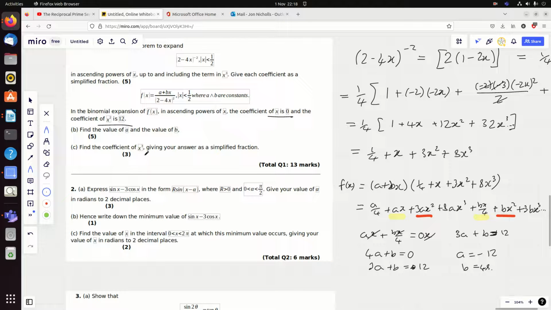Part C, find the coefficient of x cubed, giving your answer as a simplified fraction. Well, that's handy because we've actually done that. I didn't know this was coming. I genuinely haven't worked through this yet. What have we got here?